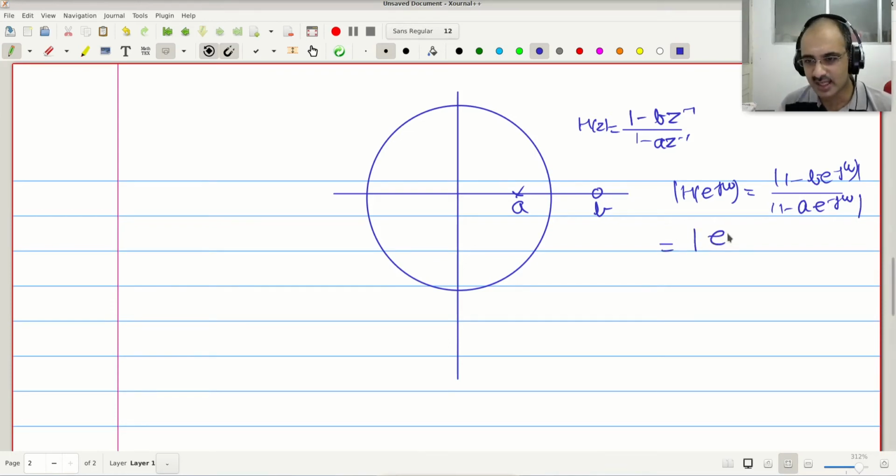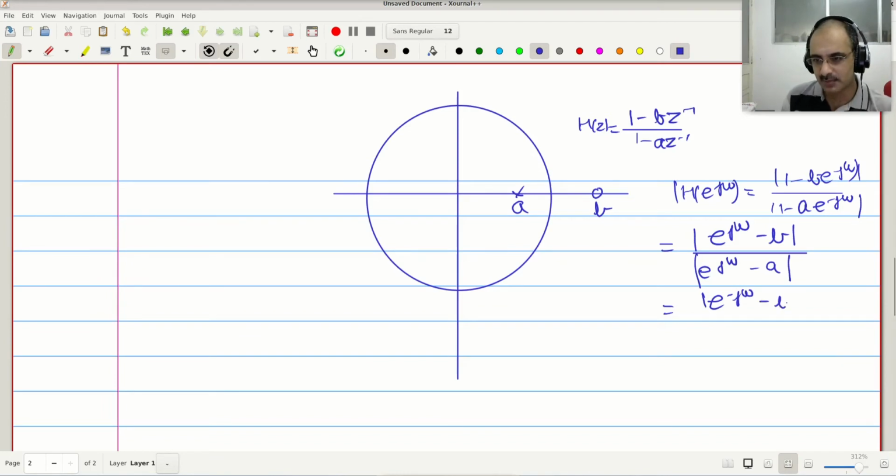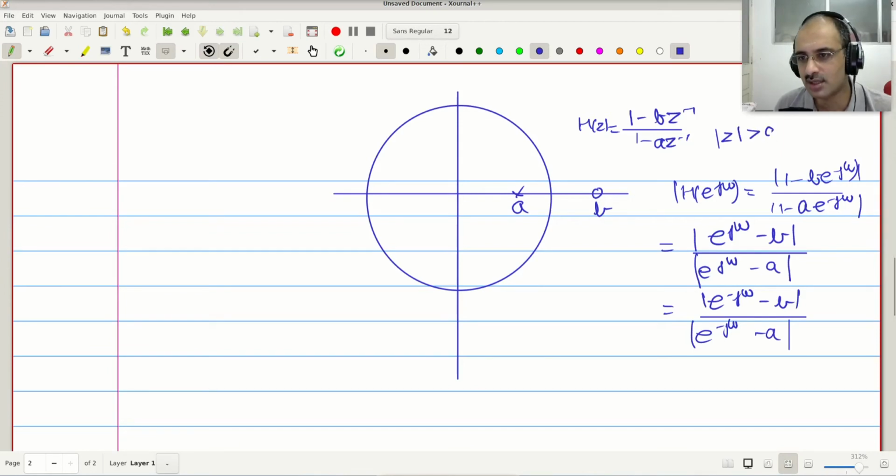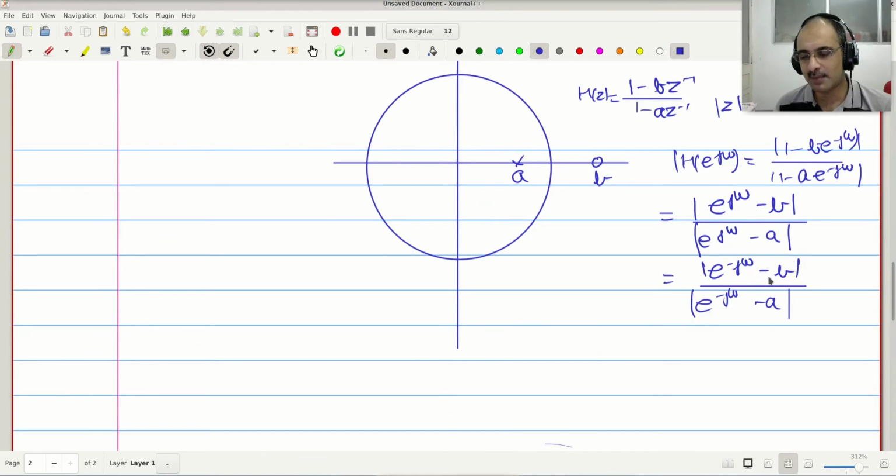I can write this as e power j omega minus b upon e power j omega minus a, and I can take conjugates inside. So I'll write e power minus j omega minus b by e power minus j omega minus a. By the way, needless to say, because I am assuming that the DTFT exists, the ROC is going to be mod z greater than a. So now let us look at e power minus j omega minus b, e power minus j omega minus a.